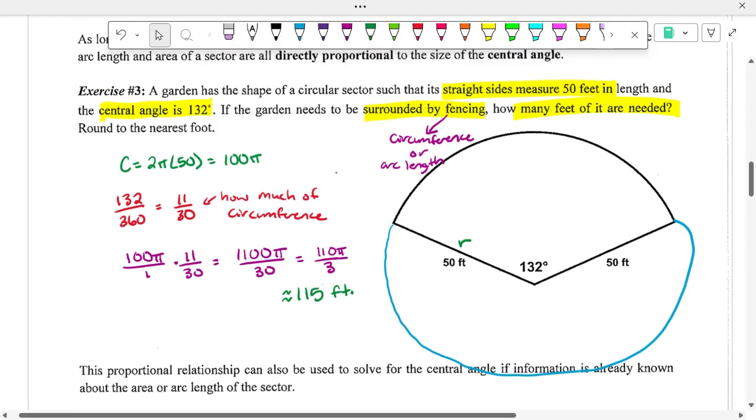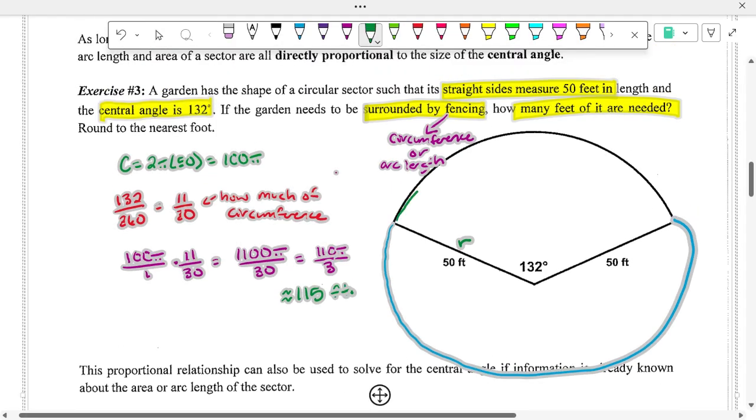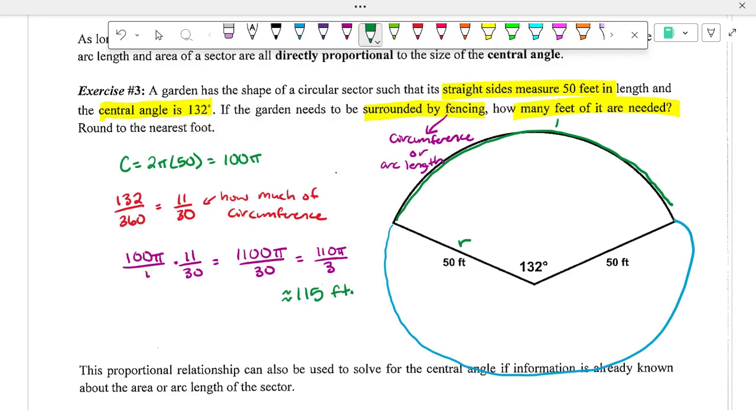No, because the only piece of the fence that we covered is this piece right here. So this is 115 feet. But I want the fencing amount for the entire garden. So, someone tell me what I need to do next. All right, so Sophia, what do I need to do to finish it?